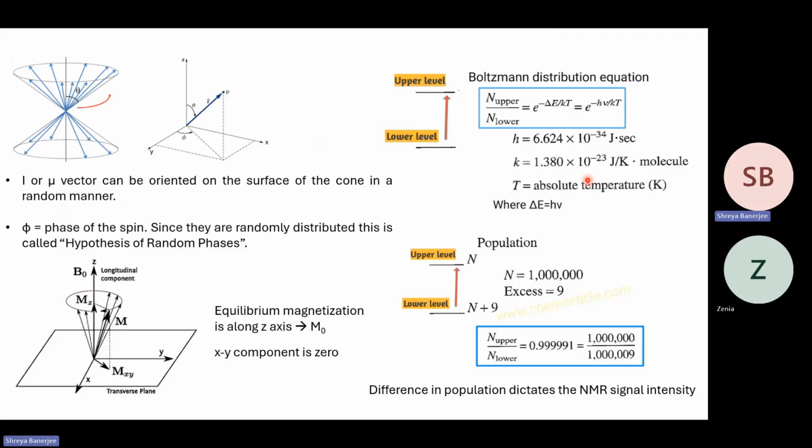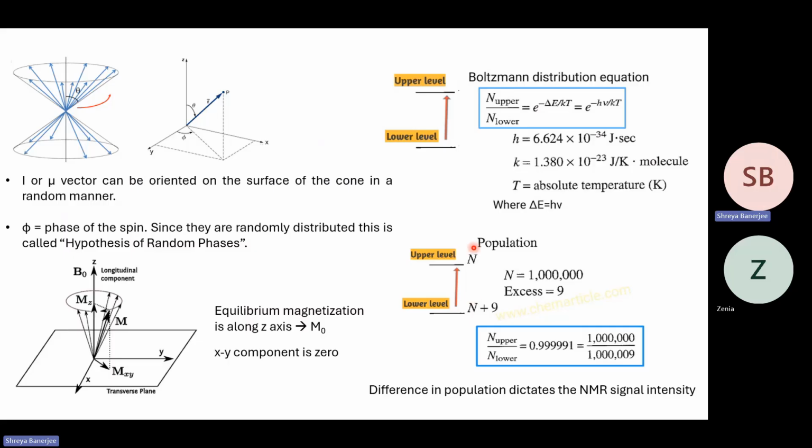And using this, we can find out the ratio of the number of nuclei in the upper level to the lower level. So generally, suppose you have n nuclei in the upper level, and the lower level has a slightly higher number of nuclei. Here it is shown as 9. So the lower level has 9 extra nuclei. Now it is because of these 9 nuclei that the NMR signal is being seen.